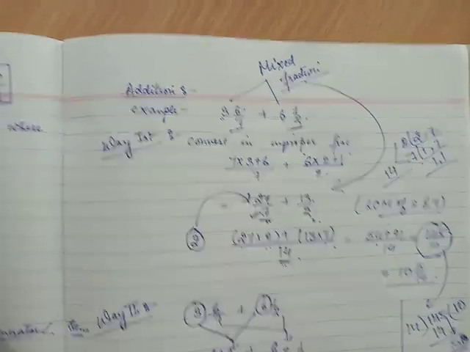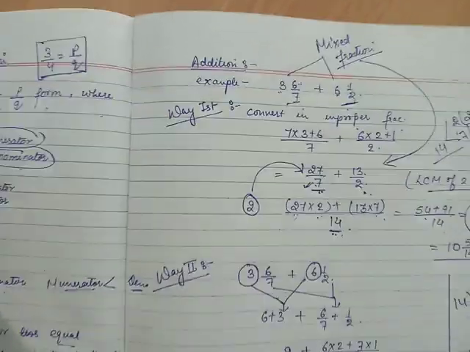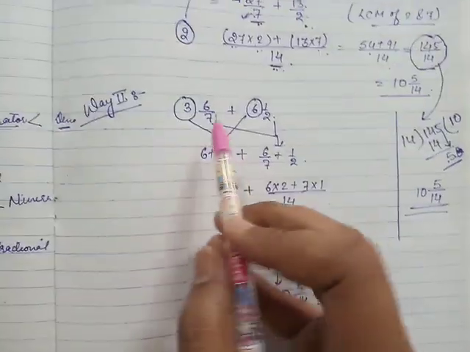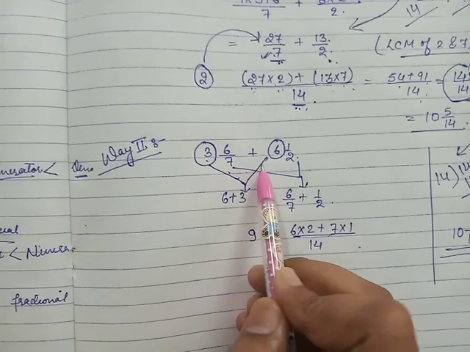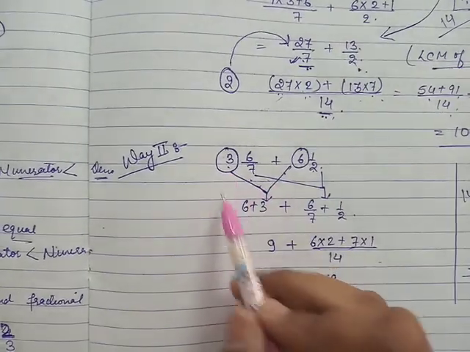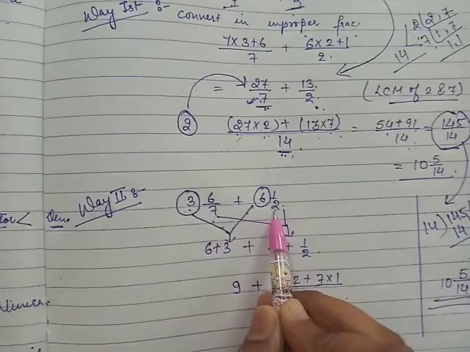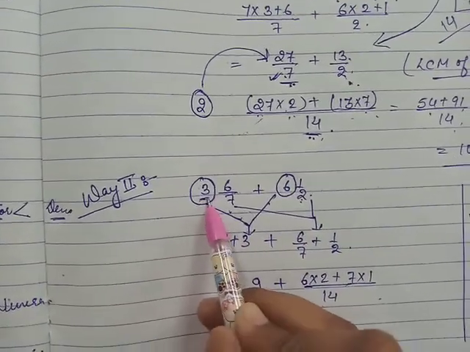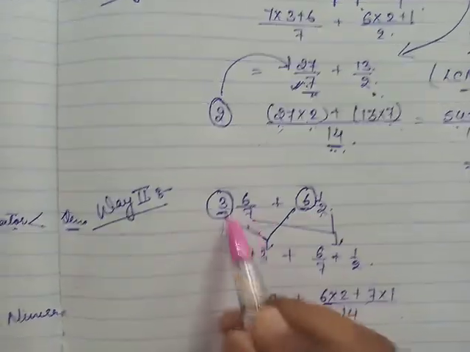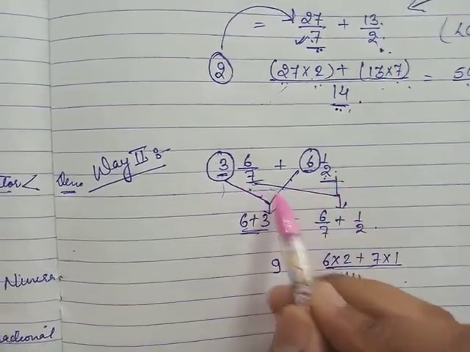Now we will go through the second way of addition of mixed fractions. This is the second way. Here you can see that 3 whole 6 by 7 plus 6 whole 1 by 2. In this condition what we will do, we will first separate the whole number and the fractional part. So here 3 is the whole number part and 6 is the whole number part. We have separated this 6 and 3 together here and separated both fractional parts here.